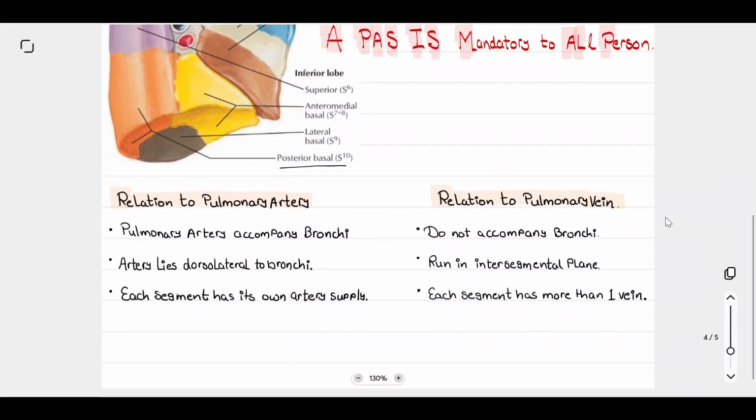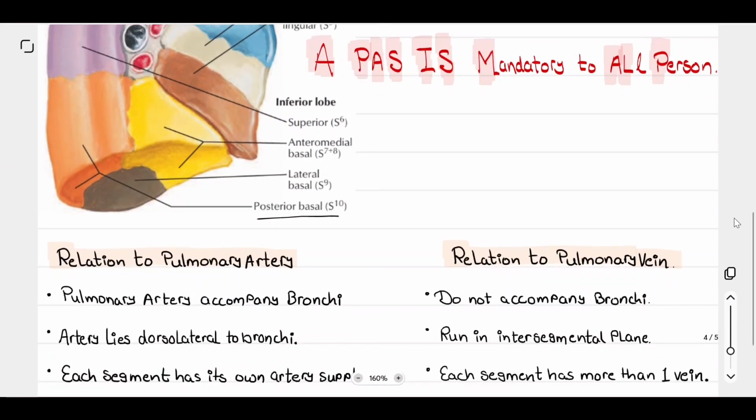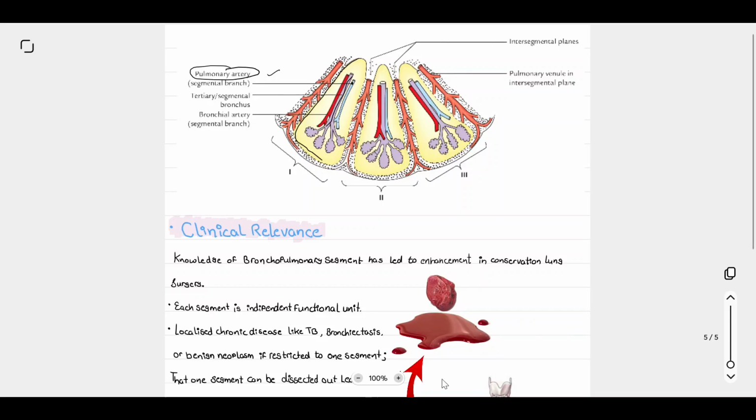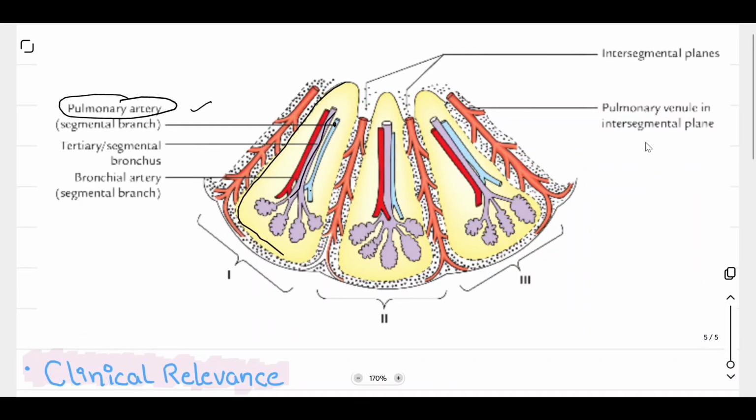Now relations with the pulmonary vein: they do not accompany the bronchi, run in an intersegmental plane, and each segment has more than one vein. So once again we go to this diagram. This is our pulmonary vein, so it does not accompany the bronchi. This is our bronchi, it does not accompany this bronchi, and it lies in intersegmental plane. What is this intersegmental plane? This plane connects the two bronchi or multiple bronchi with each other.